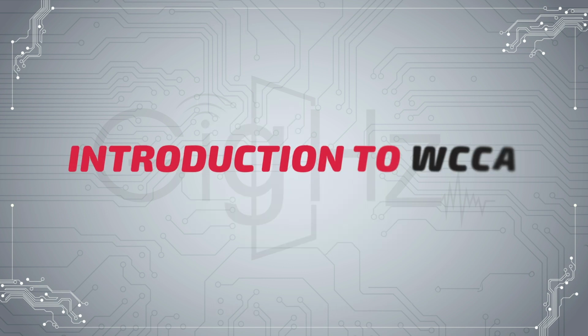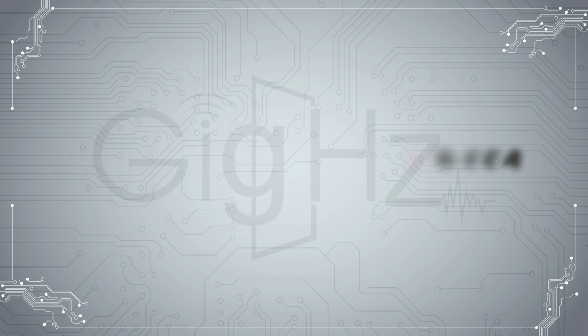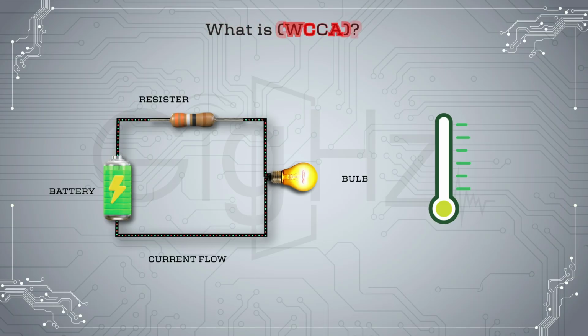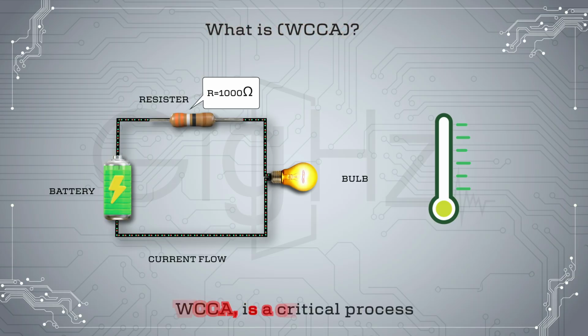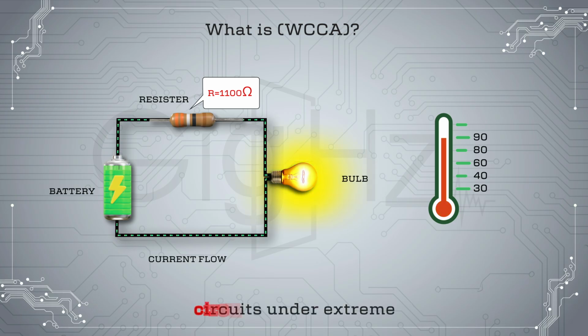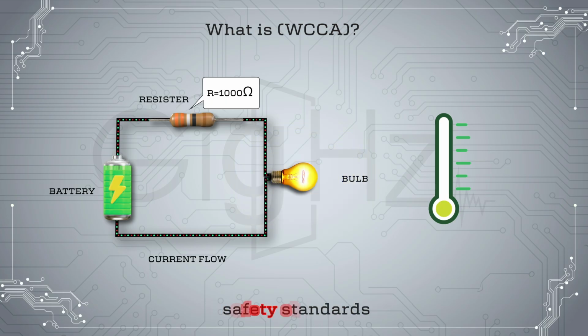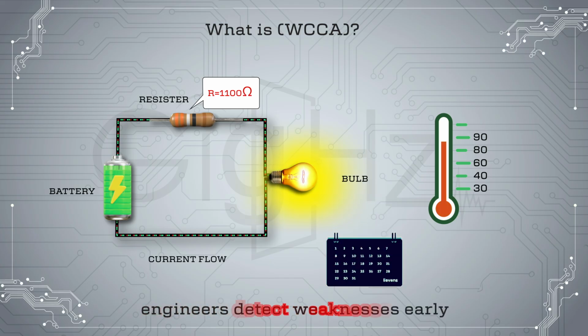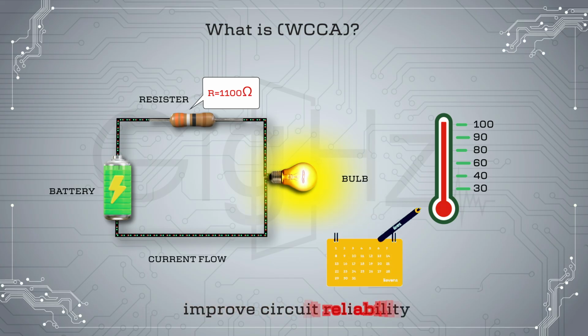Introduction to WCCA. Worst Case Circuit Analysis, or WCCA, is a critical process used to evaluate the performance of electronic circuits under extreme operating conditions. It ensures circuits meet design specifications and safety standards, even in worst-case scenarios. This helps engineers detect weaknesses early and improve circuit reliability.